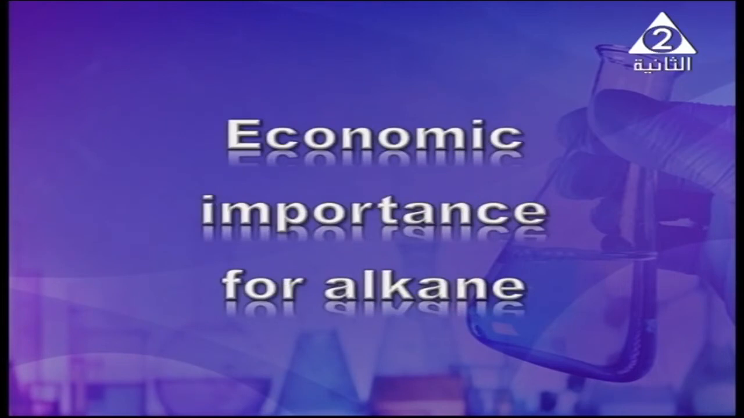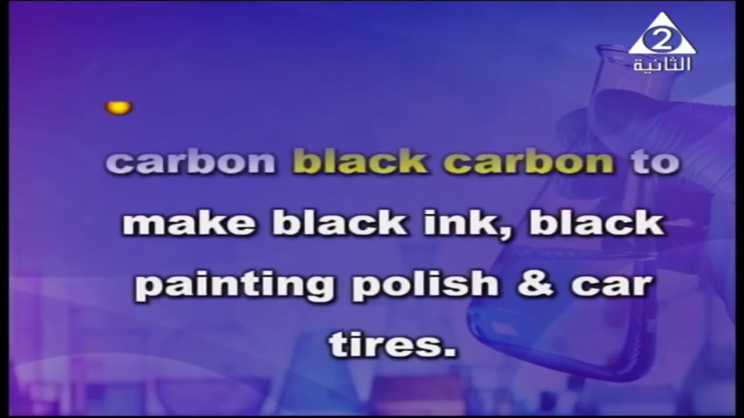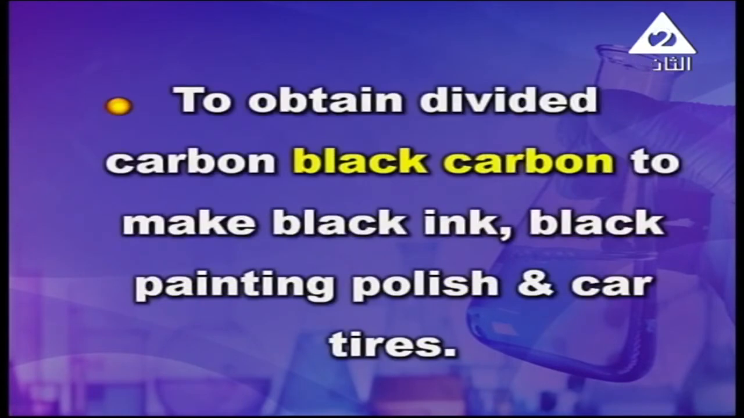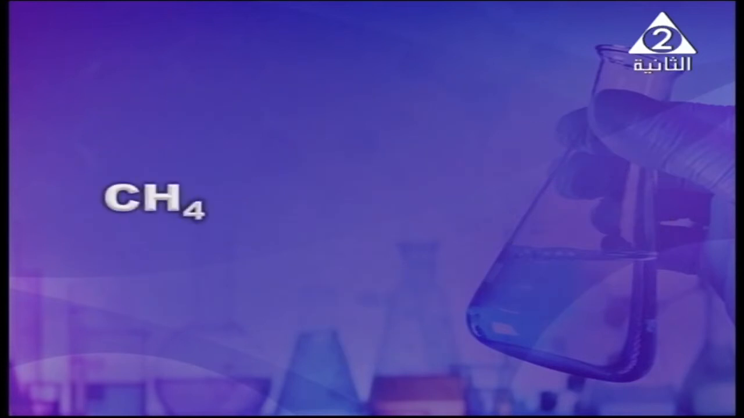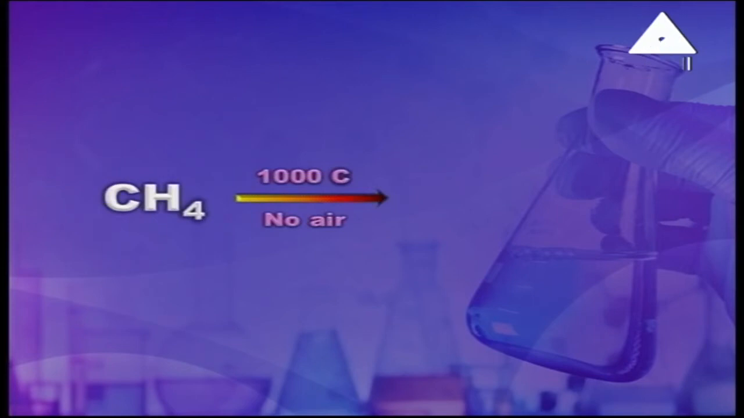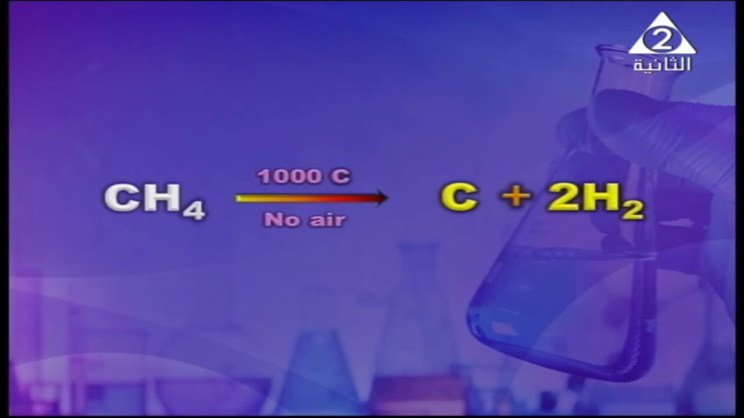Now we are going to discuss the economic importance of alkanes. To obtain divided carbon, carbon black, which is used for paint, polish, and car tires. As the equation proceeds on the screen, methane, by heating at 1000 degrees in the absence of air, gives carbon and 2H2 gas is produced.